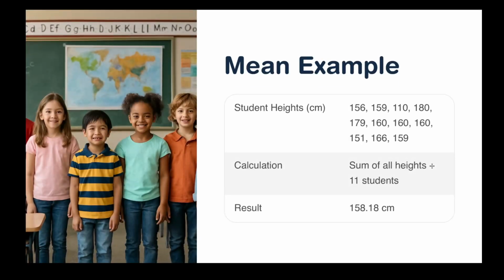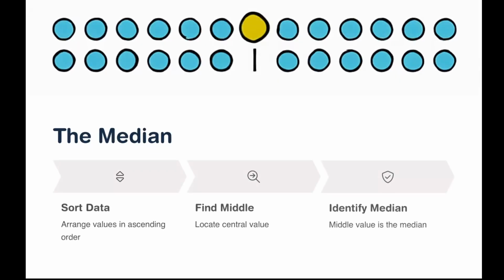So for example, a mean example is student heights. Suppose we have measured 11 students, and these are the measurements. If we want to calculate the mean, we sum all the heights and divide them by 11. That will give us a result of 158.1 centimeters. So this is the central tendency that gives an average. In colloquial terms, mean is the average.